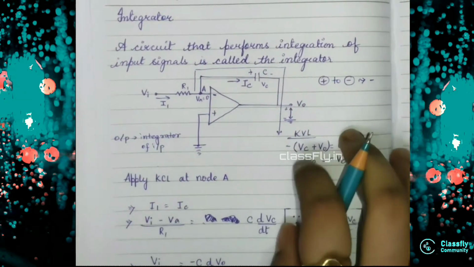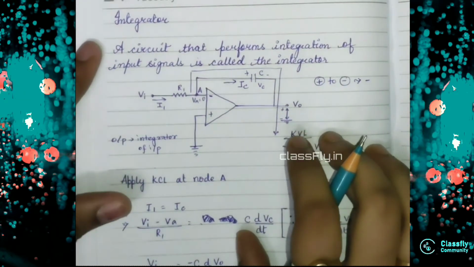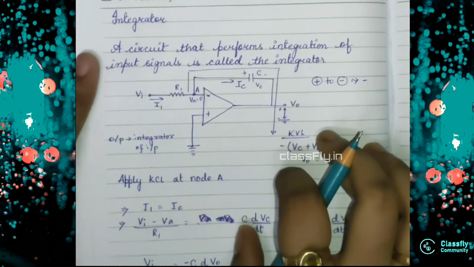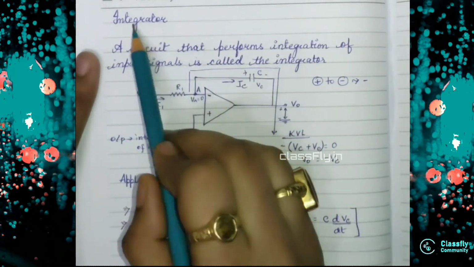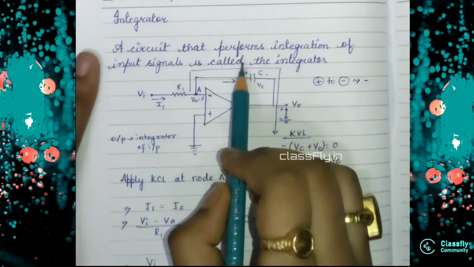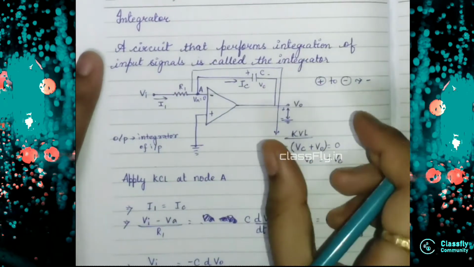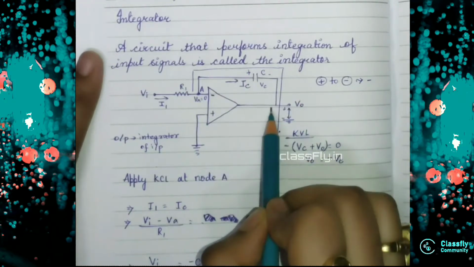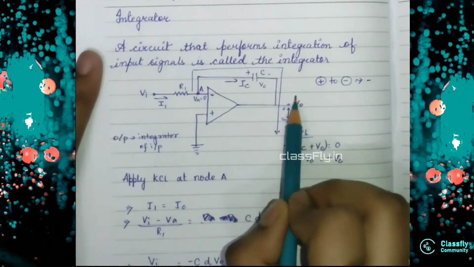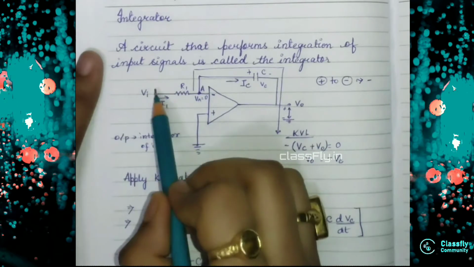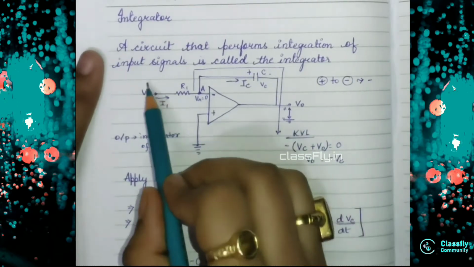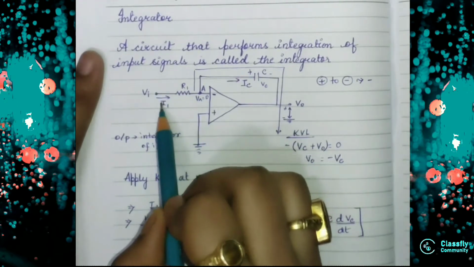So today we will deal with the Opamps, one of the applications which is the integrator. An integrator is a circuit that performs integration of input signals. Basically, what does this Opamp do? This output will give you the integration of the input signal, or it will work as an integrator for this input signal.